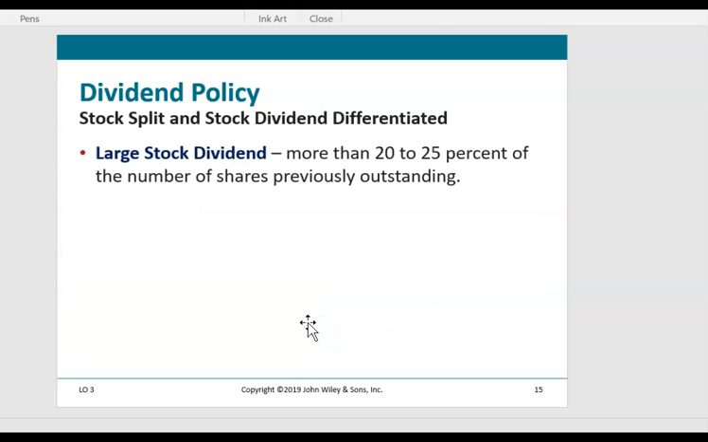Now that we've covered that, let's go to a large stock dividend. A large stock dividend is when the company issues more than 20 to 25% of the number of shares previously outstanding. What do we need to know about this? It has the same effect on market price as a stock split. We're giving out so much of the stock, it's kind of like a split.